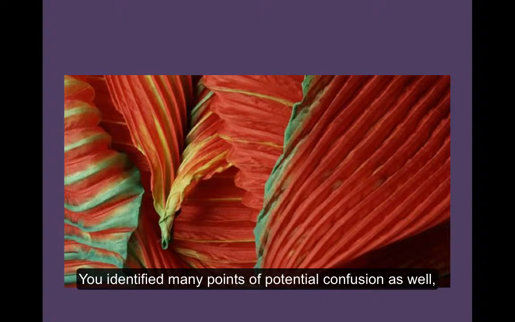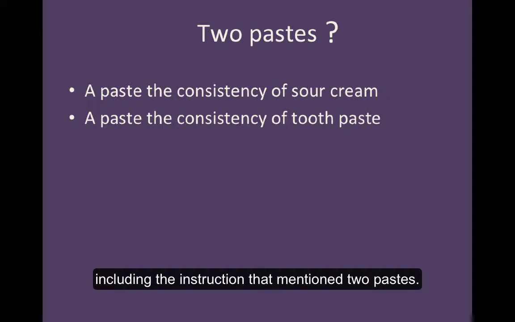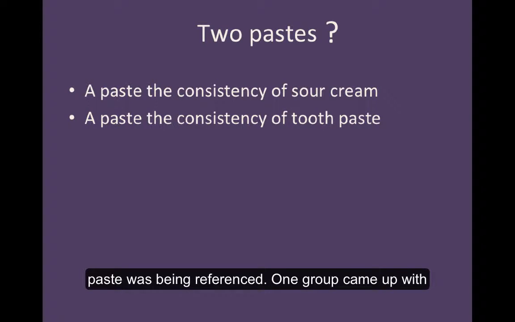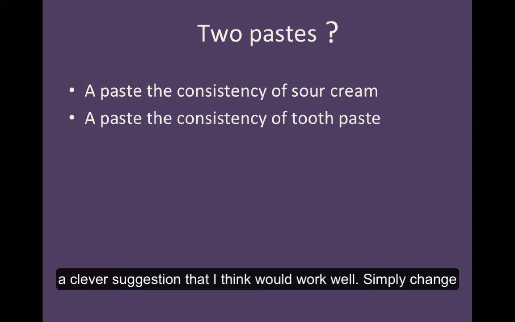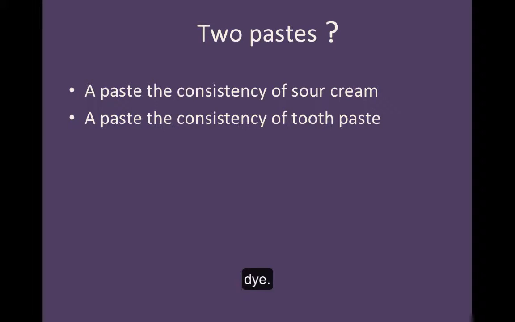You identified many points of potential confusion as well, including the instruction that mentioned 2 pastes. This was really confusing because the second paste was made from the first paste, and it was difficult to know which paste was being referenced. One group came up with a clever suggestion that I think would work well. Simply change references to the second paste and call it thickened dye.